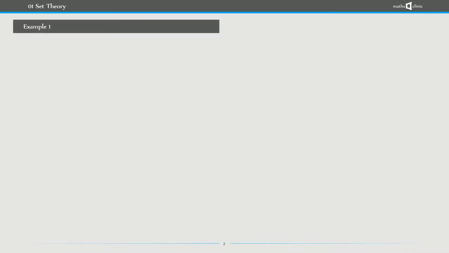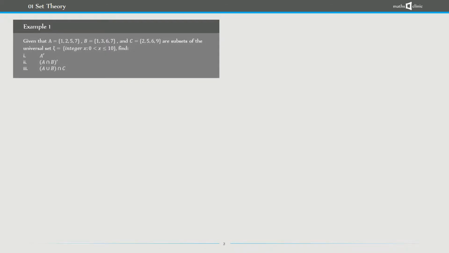So example 1. Example 1 says, given that A equals 1, 2, 5, 7, and B is a set containing 1, 3, 6, 7, and C is another set containing 2, 5, 6, 9. These are subsets of a universal set. Now this looks quite complicated, but it's actually really simple, and I'm just going to teach you how to read this. These are subsets of the universal set.